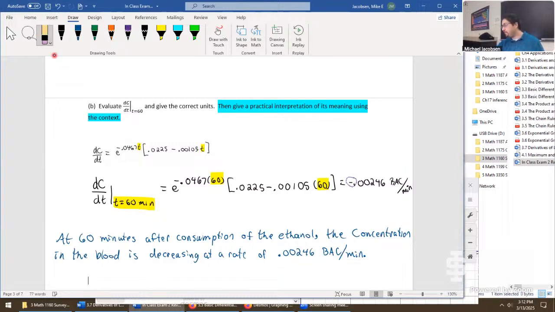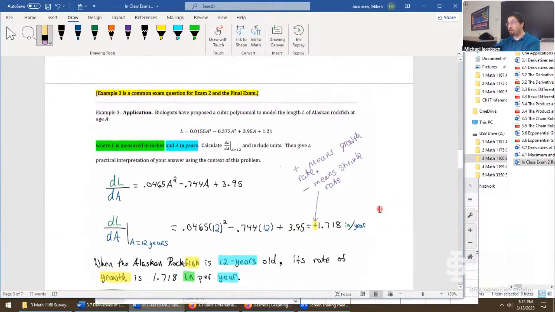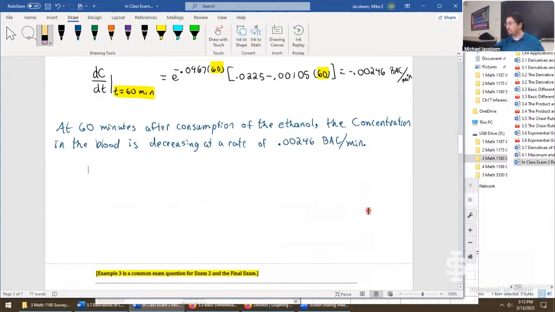So that's the way this question could be retuned to be similar to how an actual real exam question would be for us. Take a look at how this one went down. The interpretation wasn't the blood alcohol concentration at 60 minutes. It was the rate at which it changed. And same for the problem down below, the throwback from a few weeks ago.